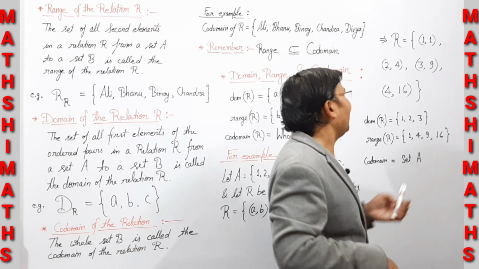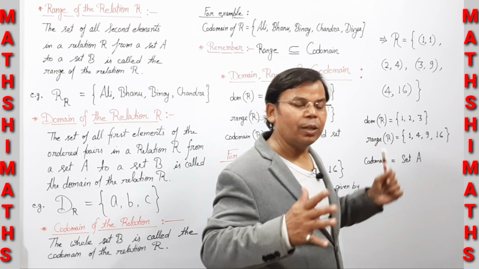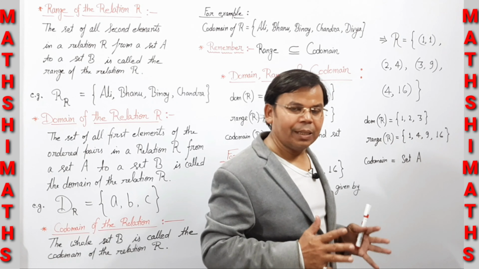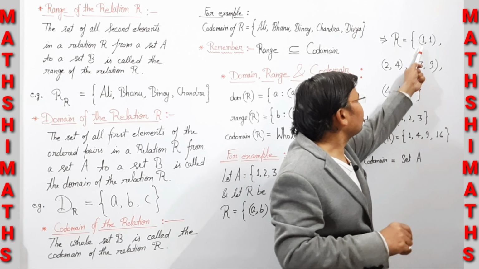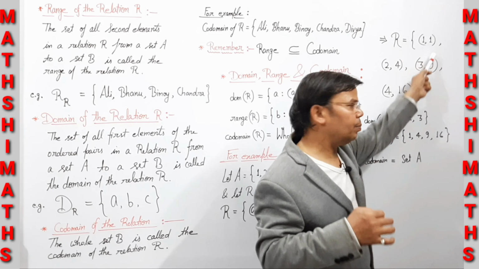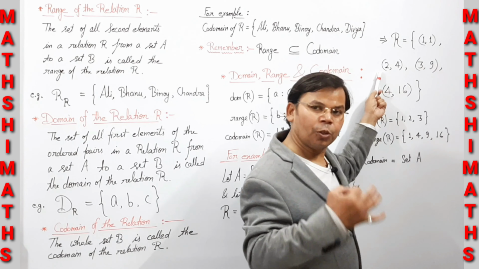That's why we get all the ordered pairs in the relation: 1, 1; 2, 4; 3, 9; 4, 16. Because the square of 1 is equal to 1, the square of 2 is equal to 4, the square of 3 is equal to 9, the square of 4 is equal to 16.